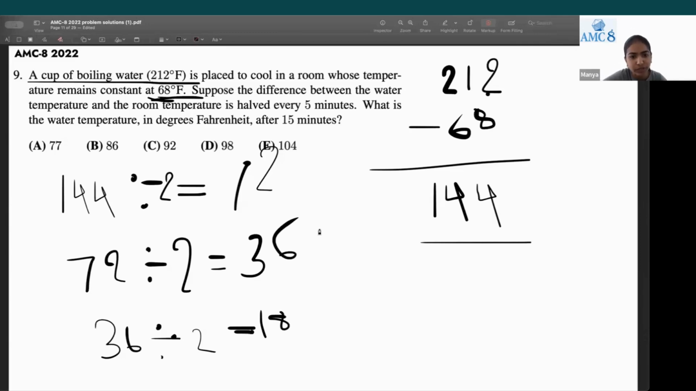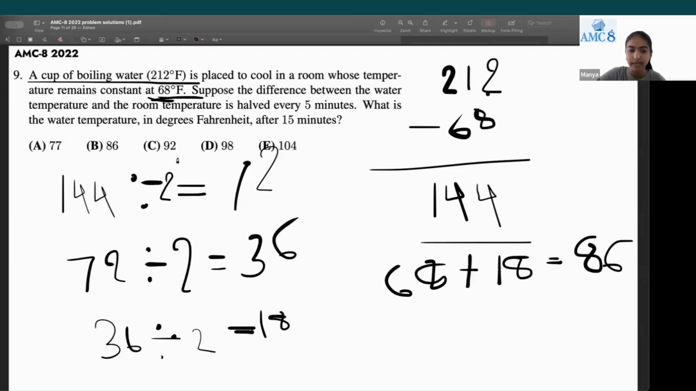And so what is the water temperature in degrees Fahrenheit after 15 minutes? Sorry, it's going to be equal to 68 plus 18. Since if we put hot water in a cold room, the water will cool down toward the room temperature, not get lower than it. So we have to do 68 plus 18, which is going to be equal to 86. And that's how we got our answer choice B. Does anyone have any questions?